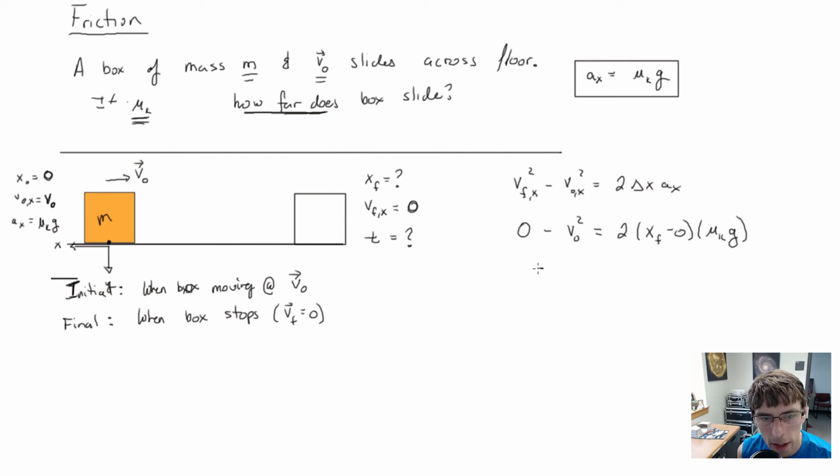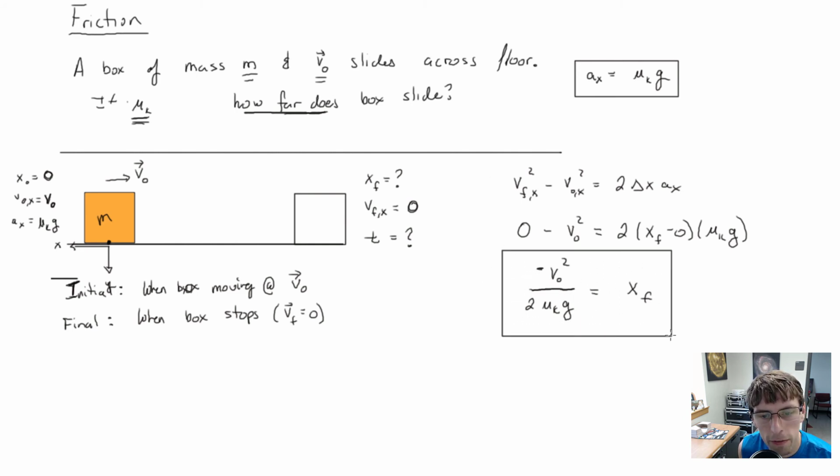So I have negative v naught squared. See, I had to remind myself of what's bugging me. Divided by 2 mu k g equals x final. And there we go. There is the expression. There is the final distance that the box travels.